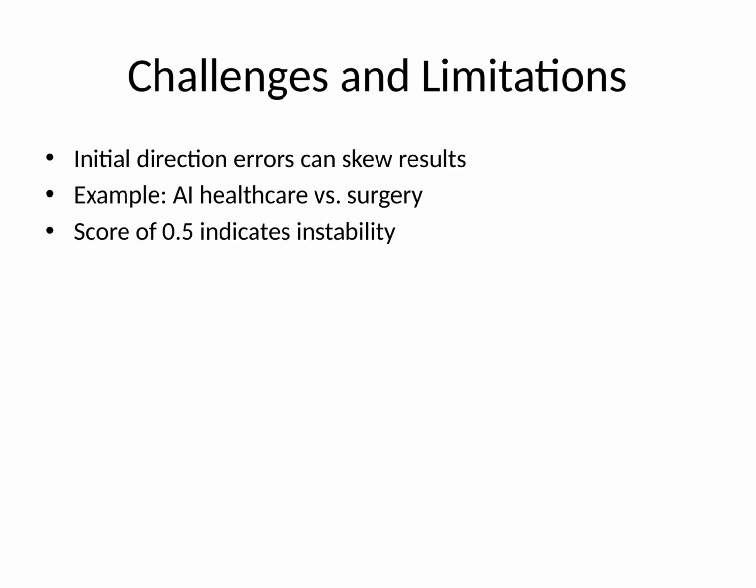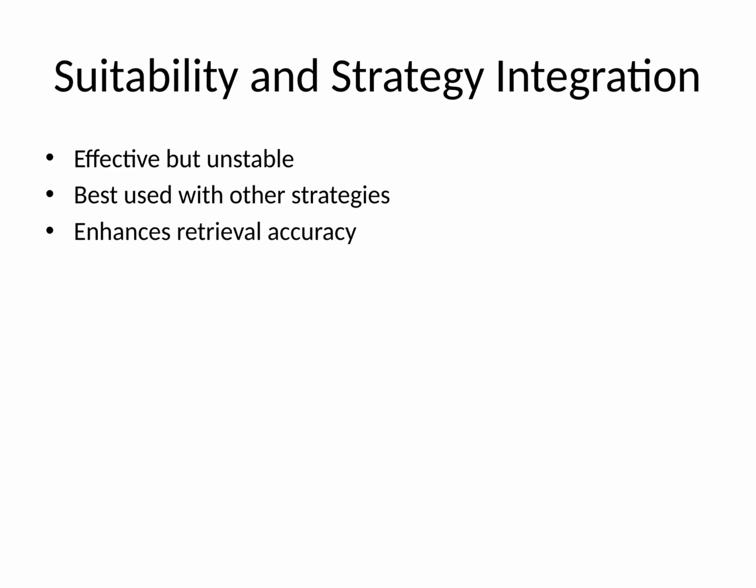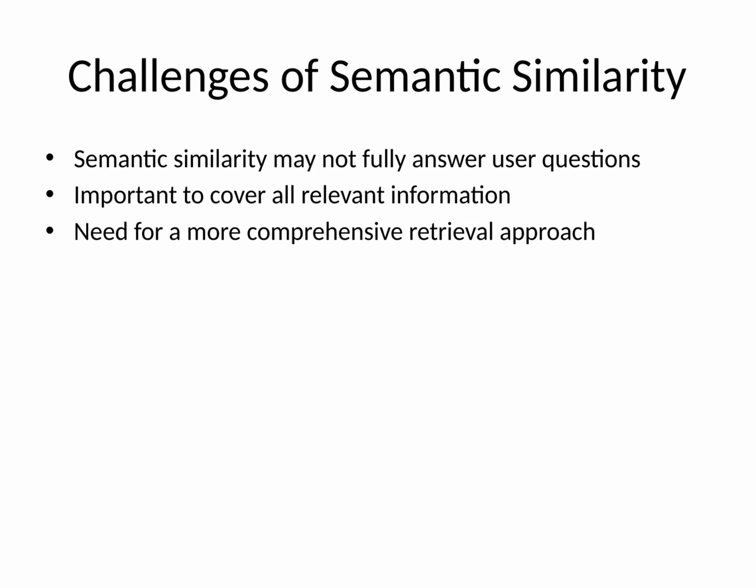A significant challenge of this method is that if the initial hypothetical answer is incorrect, it can skew the entire retrieval process. For instance, confusing AI healthcare with surgical machines can lead to missing crucial information. This limitation is reflected in its score of 0.5, highlighting its instability. Despite its instability, hypothetical document generation is effective and can be particularly useful when integrated with other strategies. This combination can enhance the accuracy of information retrieval.